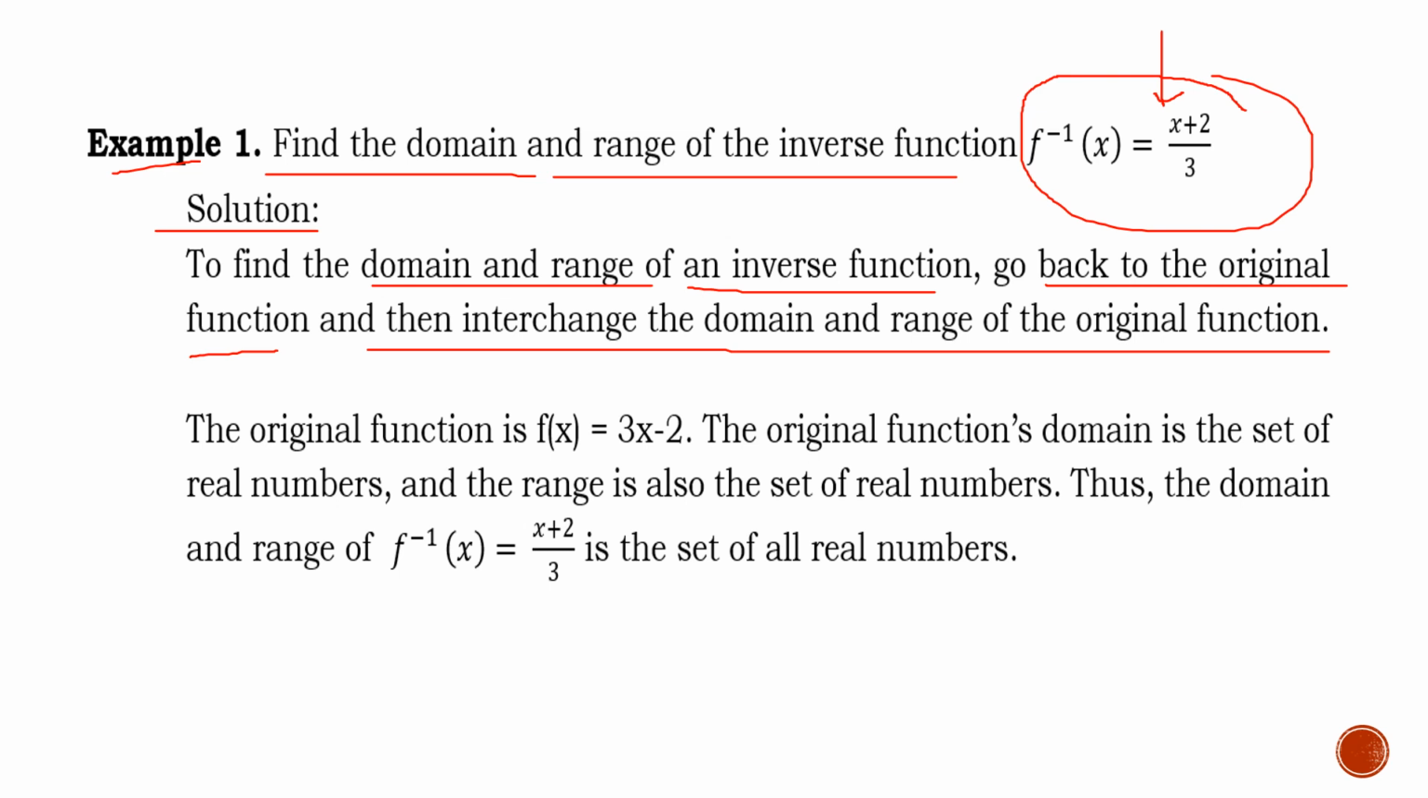Now, the original function is f of x equal to 3x minus 2, from our previous example.